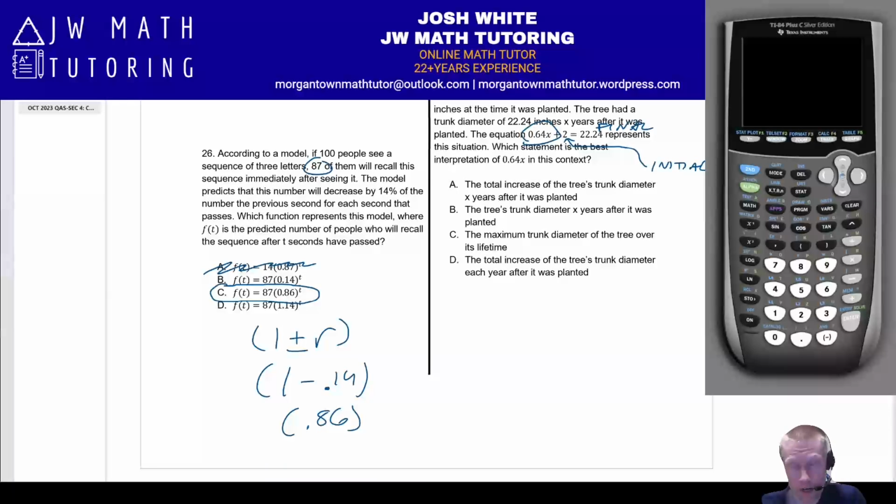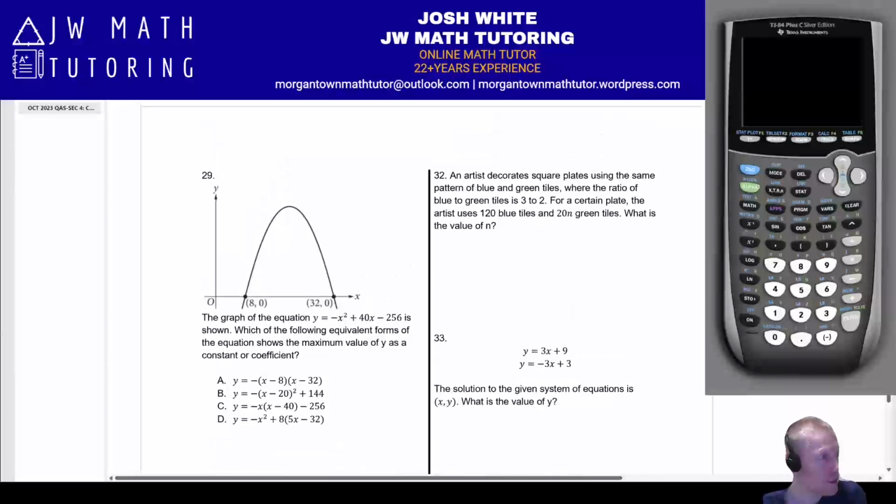So what does this 0.64x equal? Well, that's just how much the trunk diameter increased by over those X years. That's how much you added to the 2 to get 22.24. So the correct answer is going to be letter A. Now, if they'd asked about 0.64, that's how much it would have changed or increased for each year. But they're not asking about that. They're asking about the 0.64x, which again represents the total increase in the diameter over the X years after it was planted.